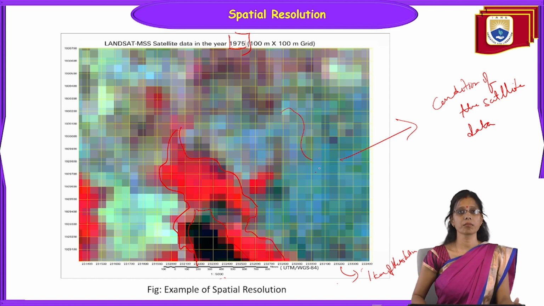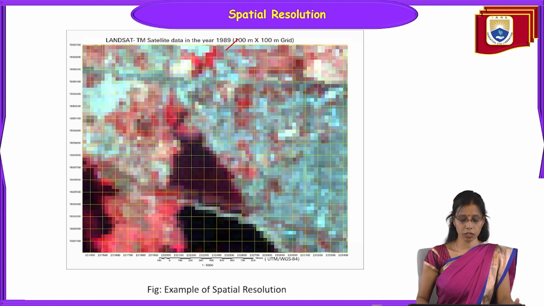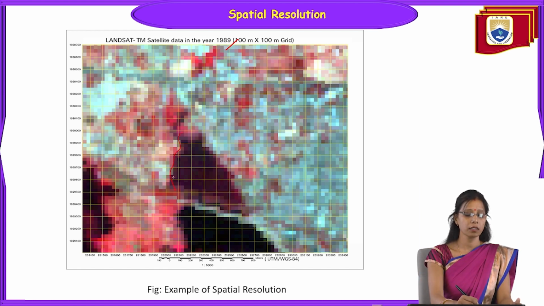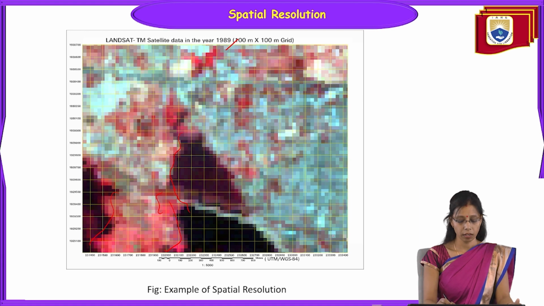Now coming to the same picture we have in 1989 with a better resolution. Now compared to the previous one, you see the grids are improved in 1989. So somewhat we can see here is the water body, but still we are unable to identify because all the grids are countable. We can just count the grids over here.